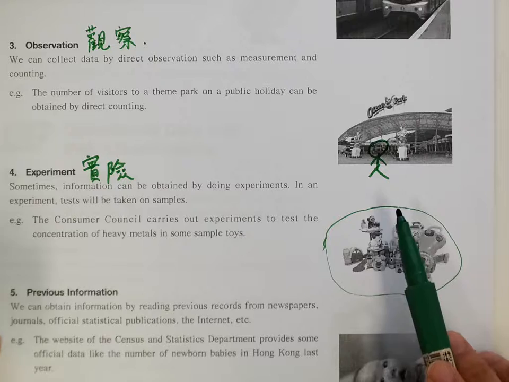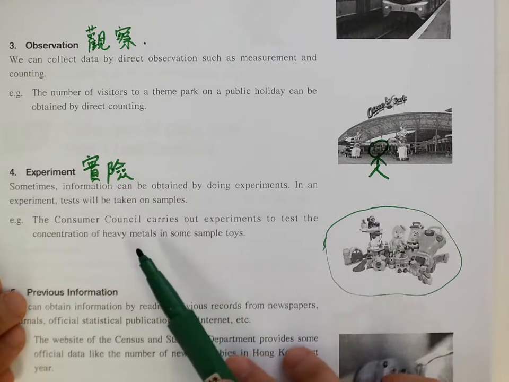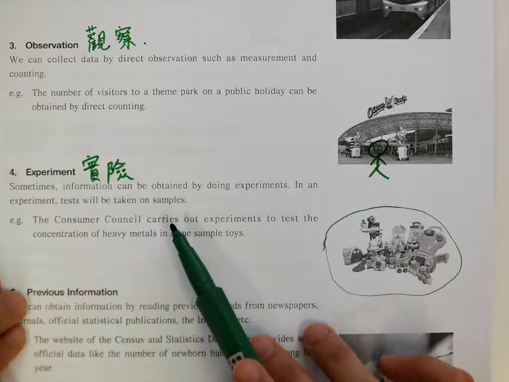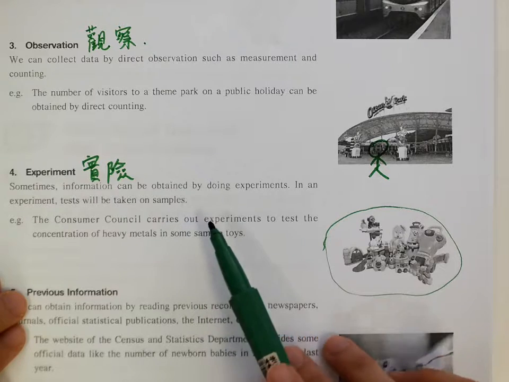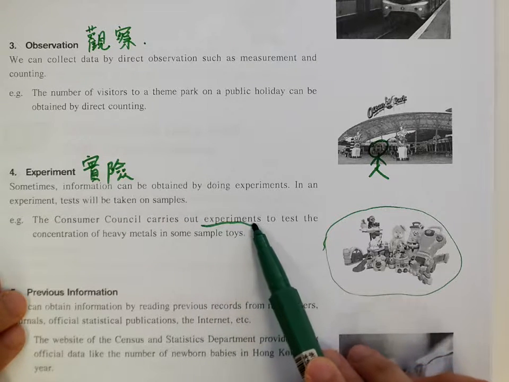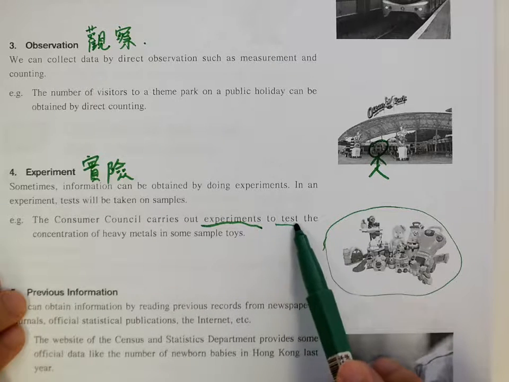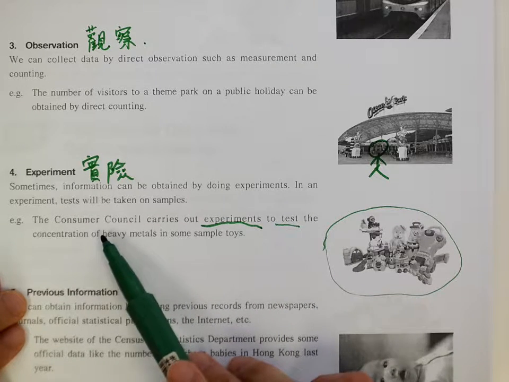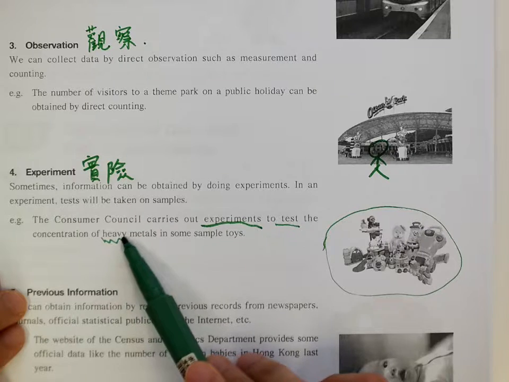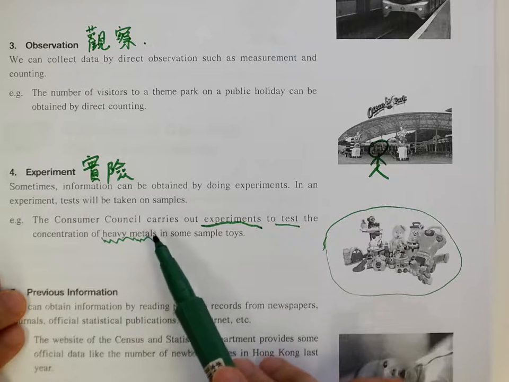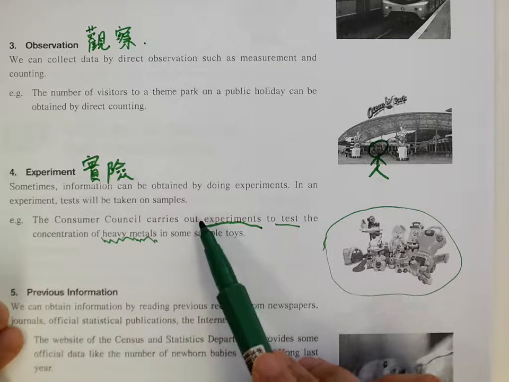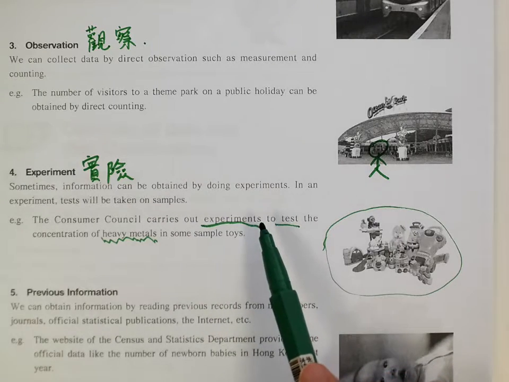items. Okay, so how do they create and make these reports? They need to do so by experiment, to test if the toy is safe or not. This time it may be for checking or testing for any heavy metals in the toys. So they will do some experiments, usually by scientists in the laboratory.